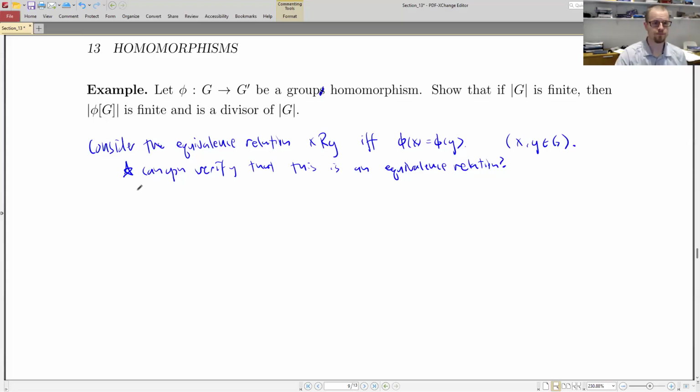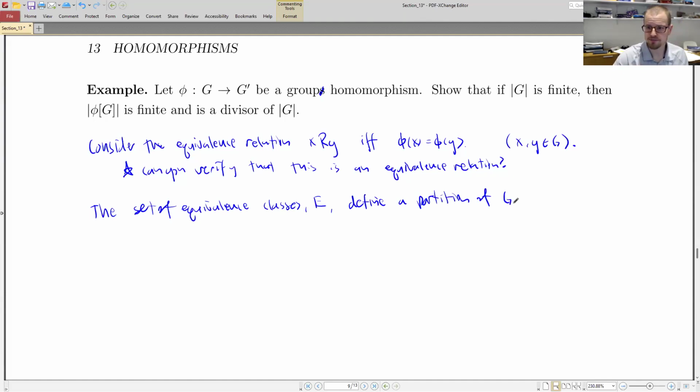All right. The set of equivalence classes is the next thing that I want to consider. So let's say I have these equivalence classes, and let them be a set, the set of equivalence classes. I'm going to call that set E. These things define a partition of G.